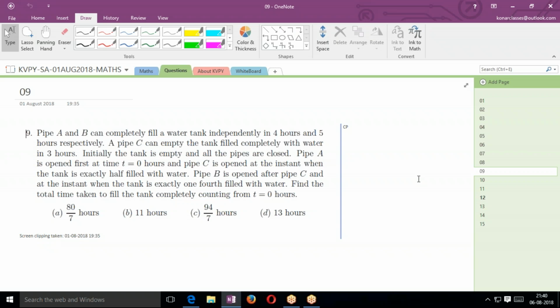After that, initially the tank is empty and all the pipes are closed. This is the initial condition. Then pipe A is opened at time instant t equal to 0. The moment pipe A is open, with only pipe A open, the tank is getting filled up. Now, the moment the tank is half filled, pipe C also becomes operational. What is the task of pipe C? To release water. That means at this moment pipe A is pouring water and pipe C is releasing water.